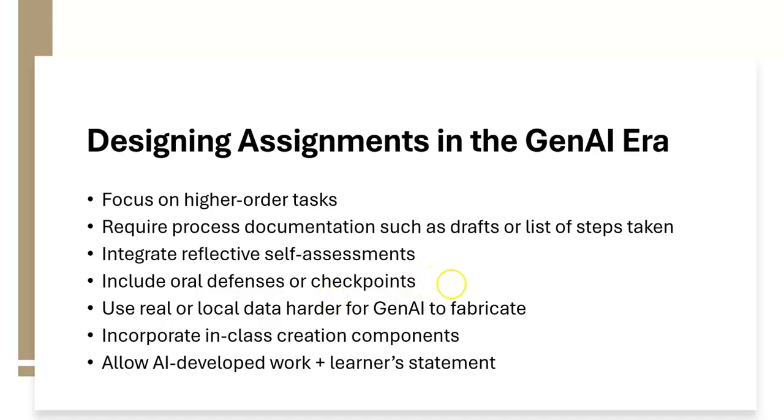There are oral defenses or checkpoints where you ask them to explain to you certain concepts to check their understanding and knowledge. You could use real or local data that's harder for Gen AI to fabricate. So if you want them to analyze something and work through recommendations based on the outcomes, that's going to be harder for Gen AI to fabricate, and you could give them that data.